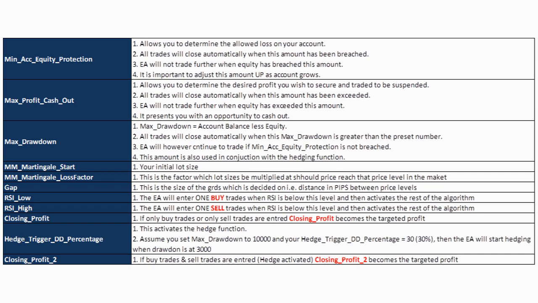Then you've got the martingale loss factor. The martingale loss factor is basically the factor by which the lots are multiplied should price reach the various grid levels. So I've explained already that the EA works on a grid system. So if a trade is opened and the price moves in the wrong direction, another trade will be opened at the next price level, which is equal to the gap in pips. Now, if you don't understand what pips are, once again, there's the Forex Expert Secrets program that explains what pips are.